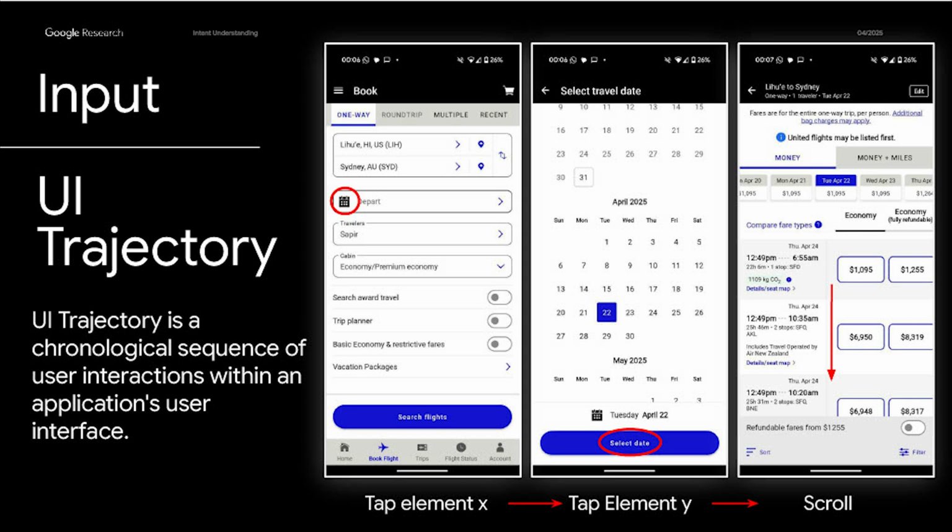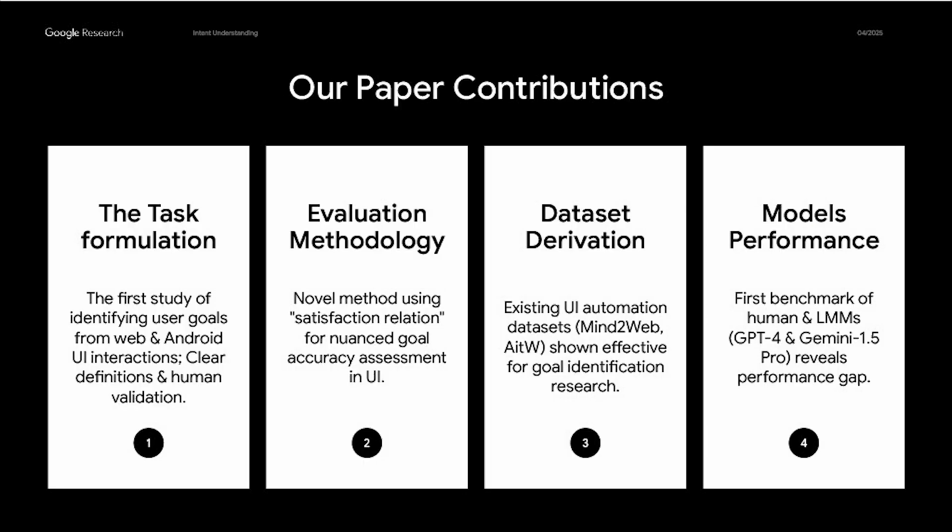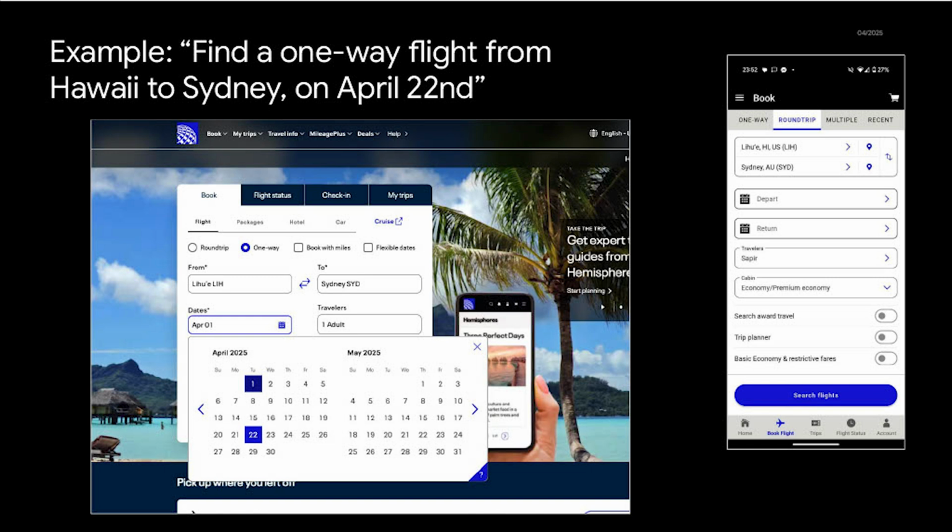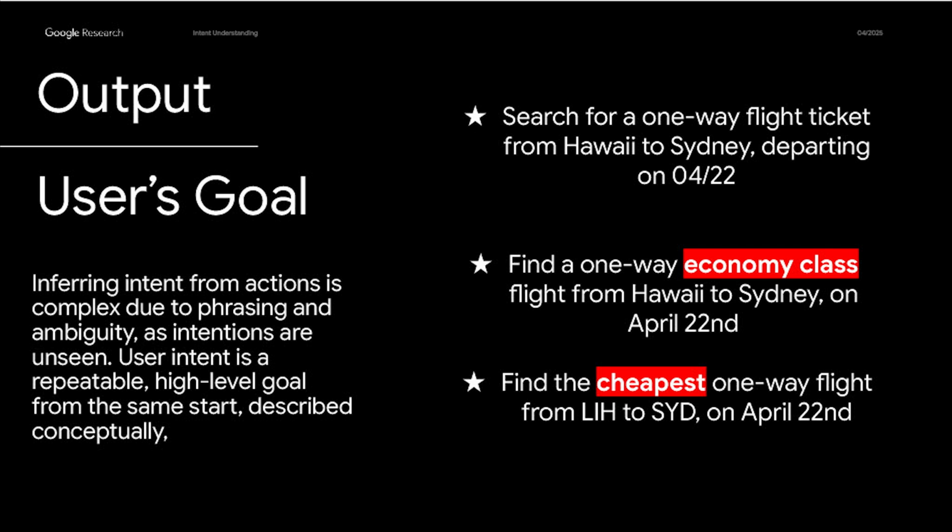A UI trajectory. Okay. Yeah, so the mission really is to define this problem properly, work out how to measure success, and then see how current AI models actually stack up against us humans at this task. So figuring out the real goal, that's the tricky bit then. I'm thinking back to that flight example in the sources. Asking for a flight from Hawaii to Sydney on April 22nd. Seems clear enough, doesn't it? On the surface, yeah. But what if you implicitly wanted the cheapest flight? Or a non-stop one? Or specifically economy class? Those details aren't always obvious from the first few clicks, are they?